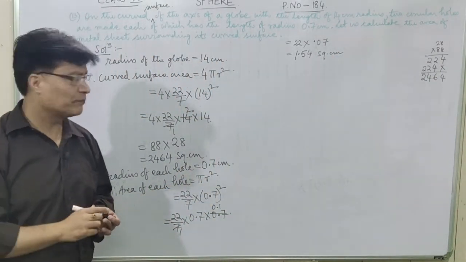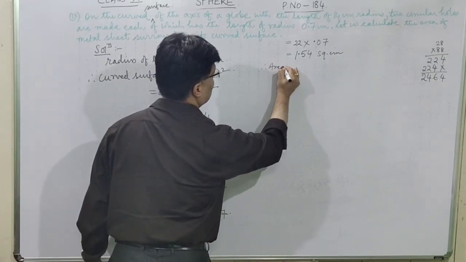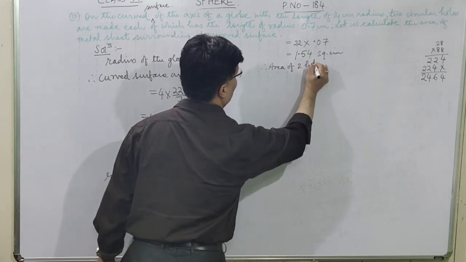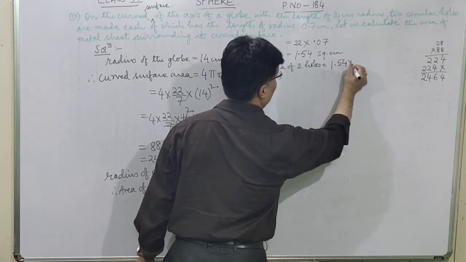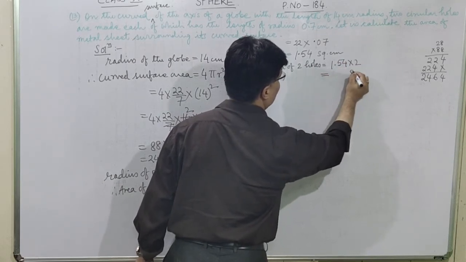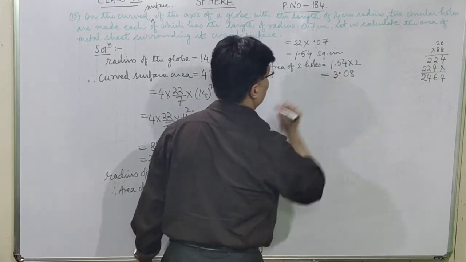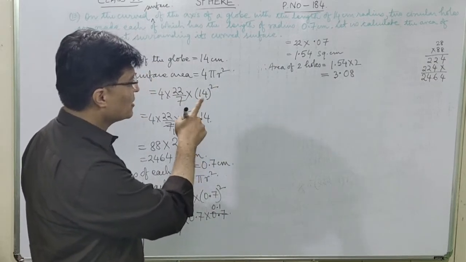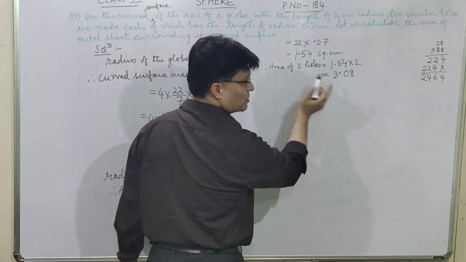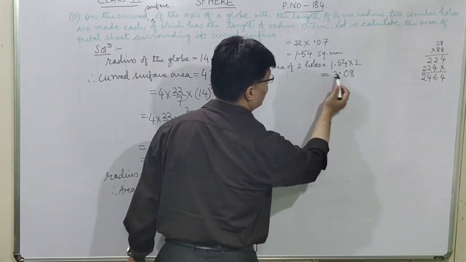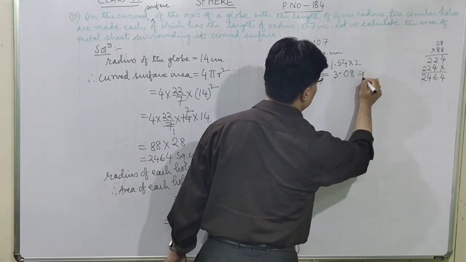But there are two holes there. So what is the area of two holes? You have to multiply it by 2, right? So area of two holes is equal to 1.54 multiplied by 2, which is equal to 2 4s are 8, 2 5s are 10, 0, 1, 2 1s are 2 plus 1 is 3. And after decimal point there are two figures. So you have to write down decimal point before two figures from the end. That is 3.08. What is the unit? It is square centimeter.